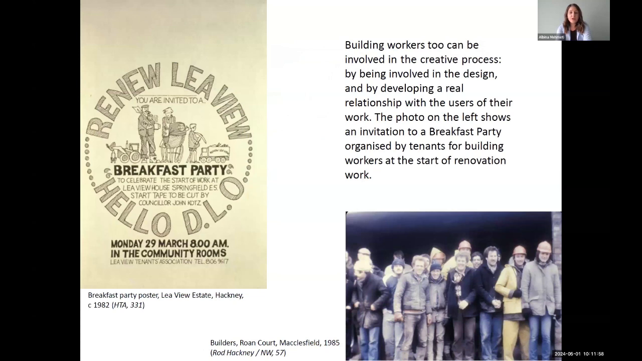Building workers too can be involved in the creative process by being involved in the design and by developing a real relationship with the users of their work. So there should be a chain between the professionals, the users, and the end product, which all those chains can benefit from each other. Locals can learn from professionals, professionals can learn from the user, and all have an end target point in order to finish the project successfully.